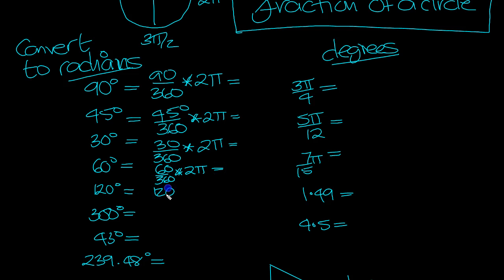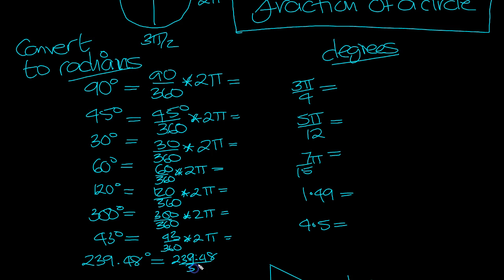Then you've got 120 over 360 here, fraction of a circle. And then 300 over 360, fraction of a circle. I'll have to tap that one in a calculator, of a circle. And then you've got 239.48 over 360 of a circle, 2 pi. So that's the fraction of a circle. I'll do some of them, if not most of them.